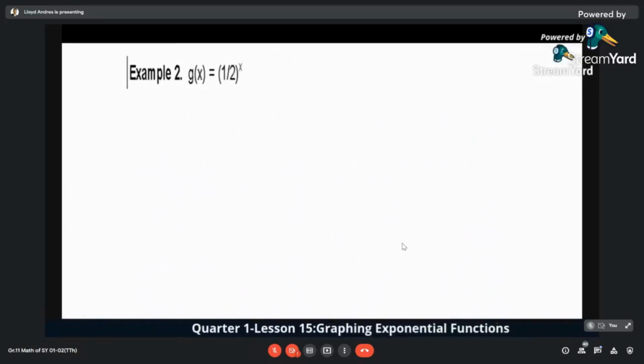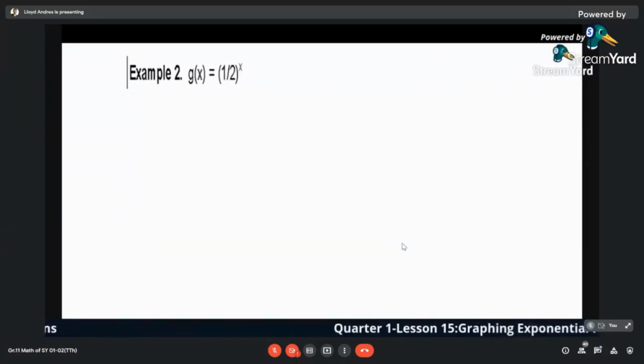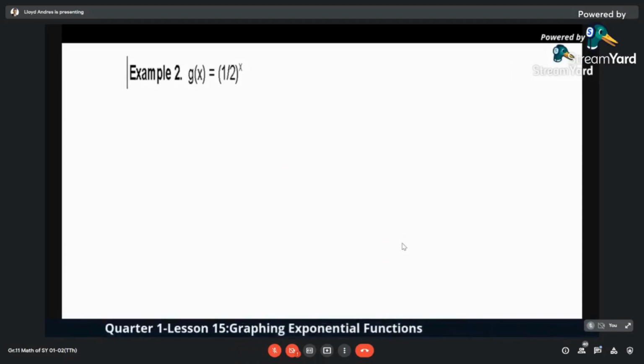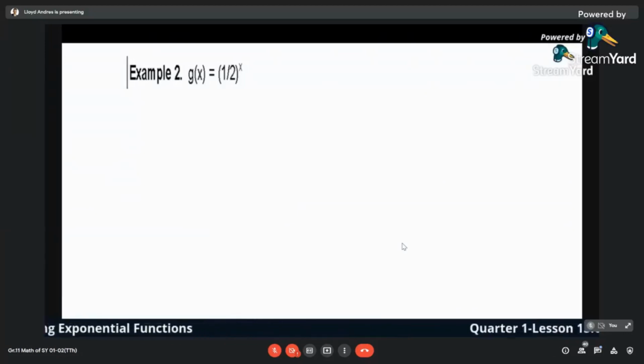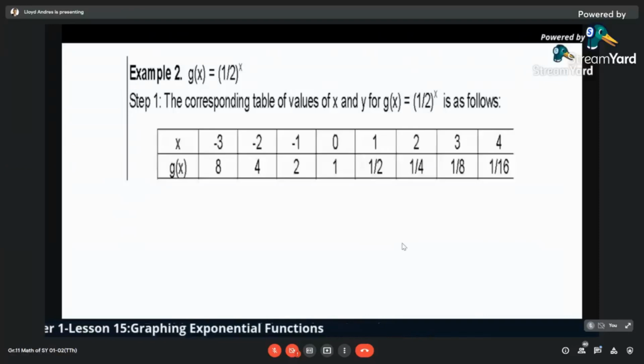Now example 2. The first example was where the base is greater than 1. The next example is what if the base is between 0 and 1, meaning a fraction less than 1. So, for example, 1/2. So, what do we do? Actually, it is the same process, we just make a table of values. Again, you make it here on top.